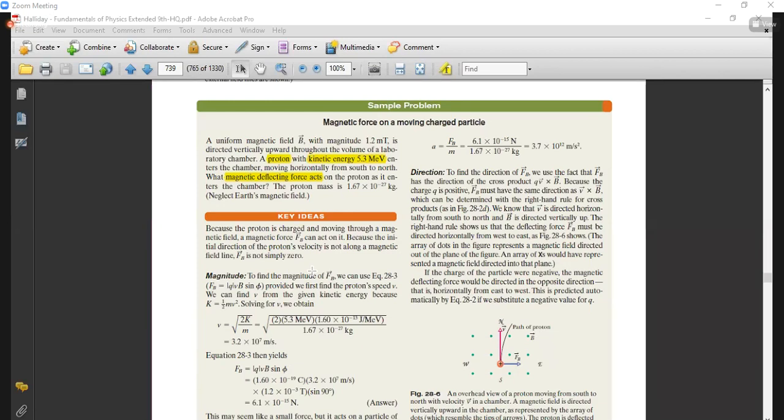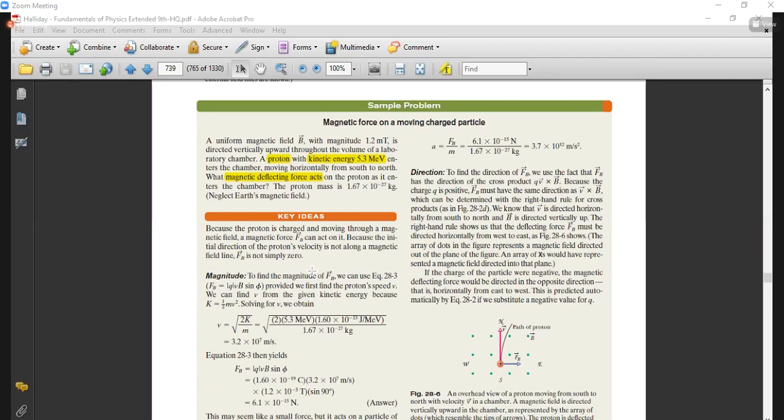जो आपके पास क्या होता था चार्ज, 1.6 होता था, 1.6 into 10 power -19 बेटा. ठीक है, ये चार्ज था. और then आपके पास क्या है, B known है which is equal to 1.2 millitesla.